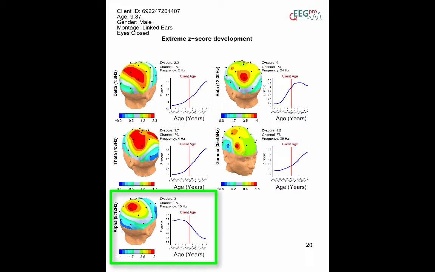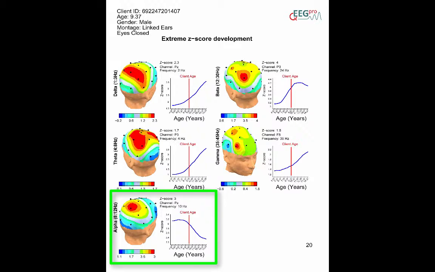a maturation lag. On the other hand, this client also has an excess in parietal alpha power, which is depicted at the bottom left corner. The age progression at this Z-score shows the opposite pattern. The higher the age, the lower the Z-score. In other words, while the excess delta power will be more abnormal with increasing age, the excess alpha power will become more normal with increasing age.